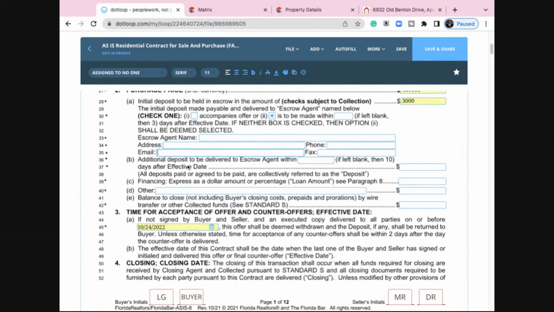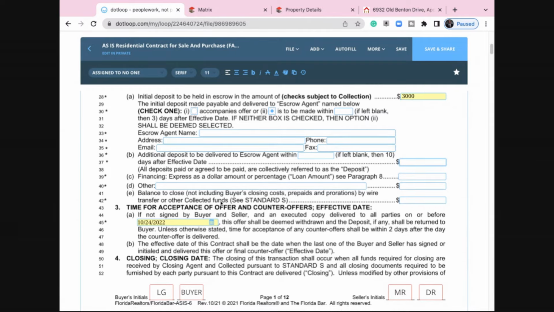It says additional deposit to be delivered to escrow agent, X amount, if left blank, 10 days after the effective date. Now, let's say this is the example I want to do, is I want to put another $10,000 down after 10 days. Okay. A lot of people don't do that, but it will make your offer extremely strong. Knowing that after the inspection period, you are willing to put another escrow deposit down just to secure the property, that makes this offer stand out from other offers that may hit the listing agent's table.